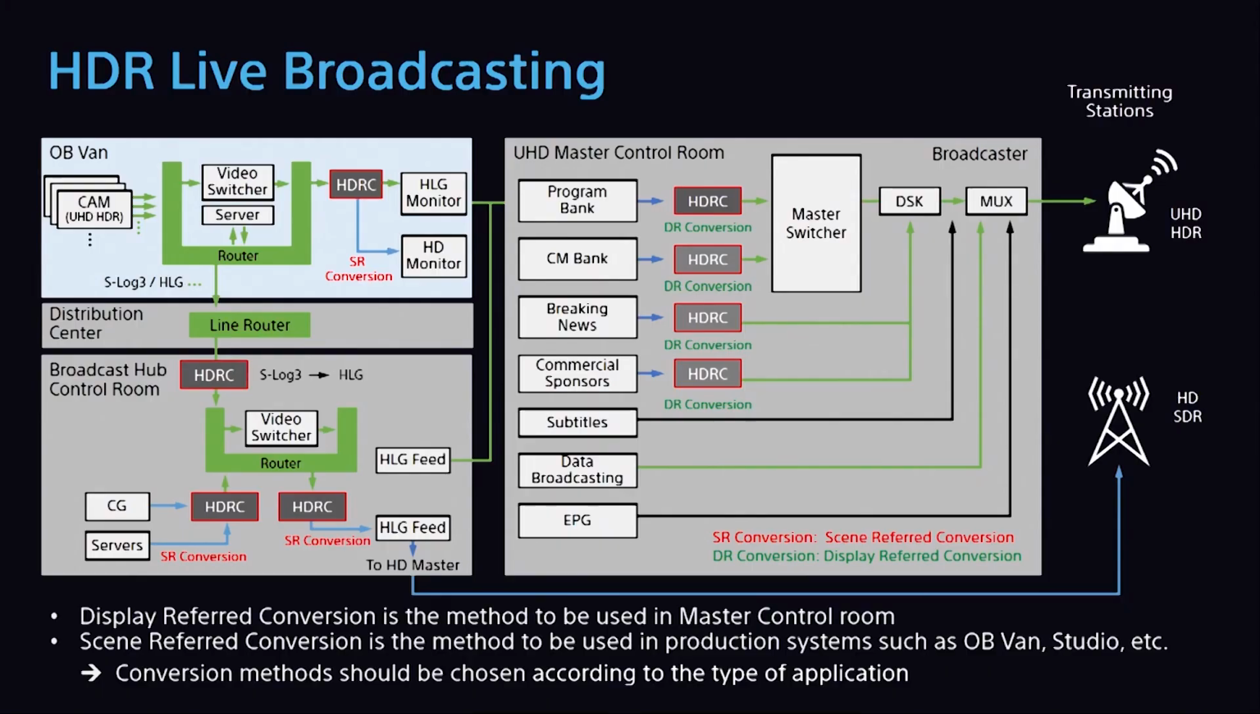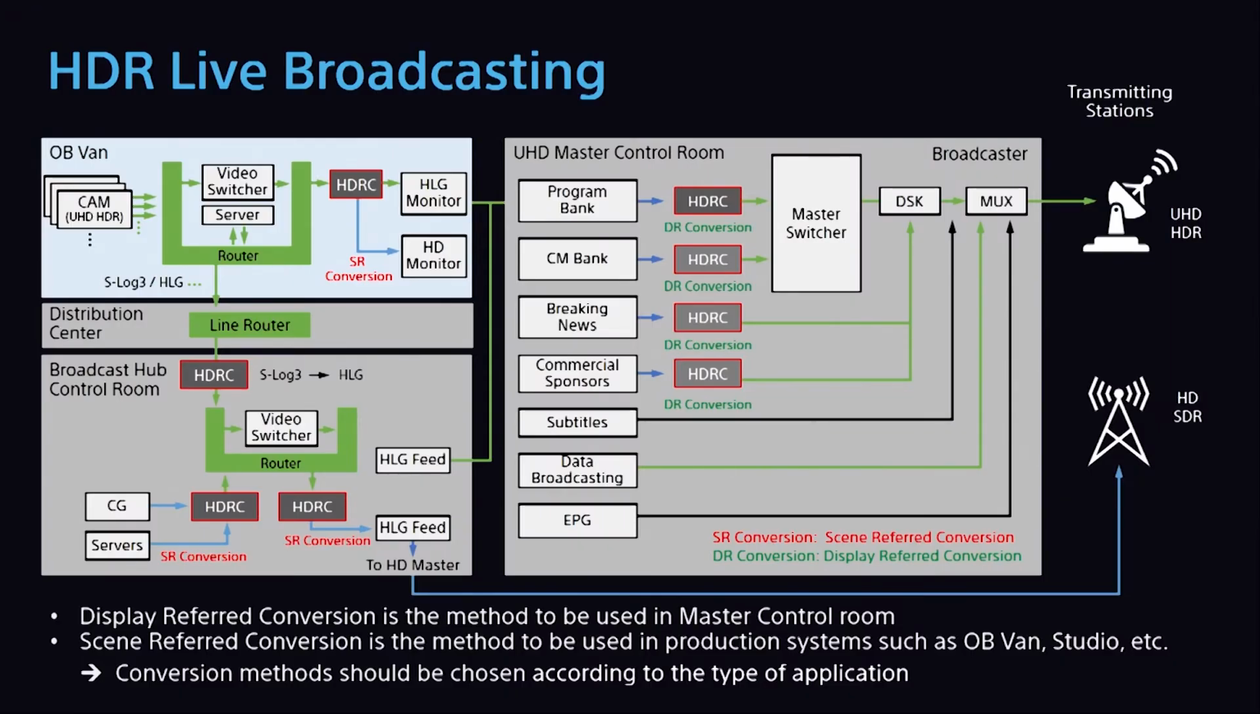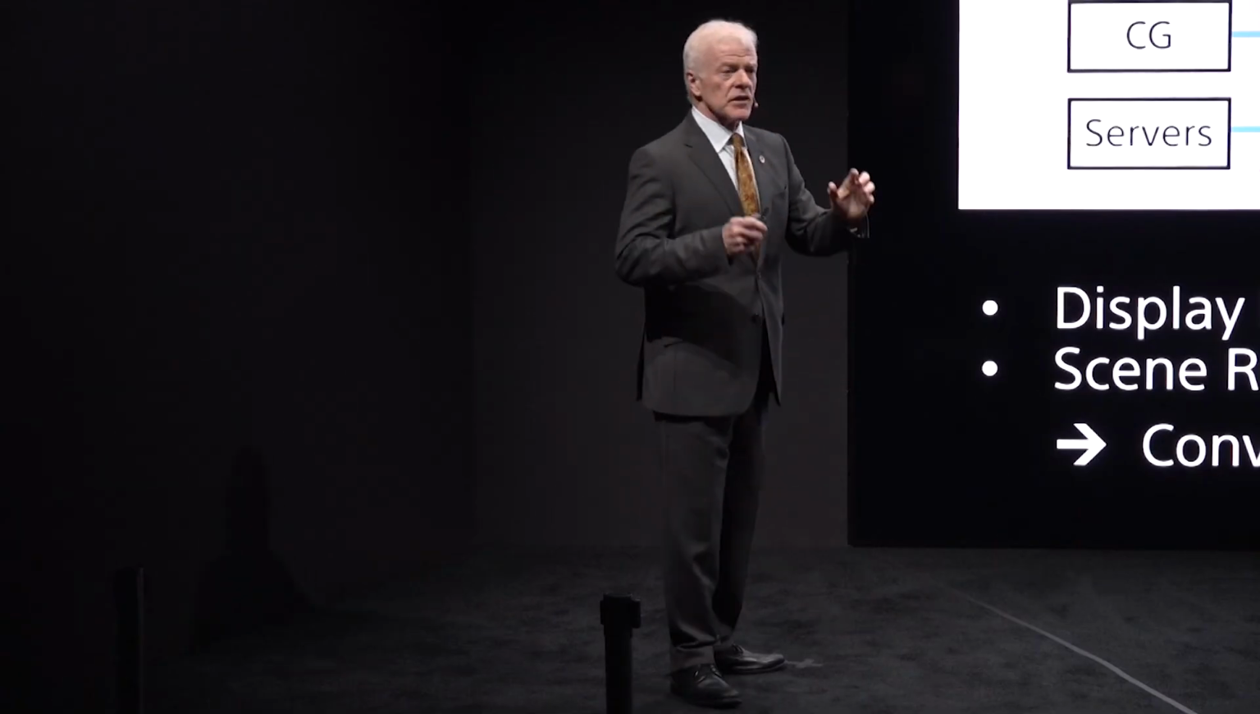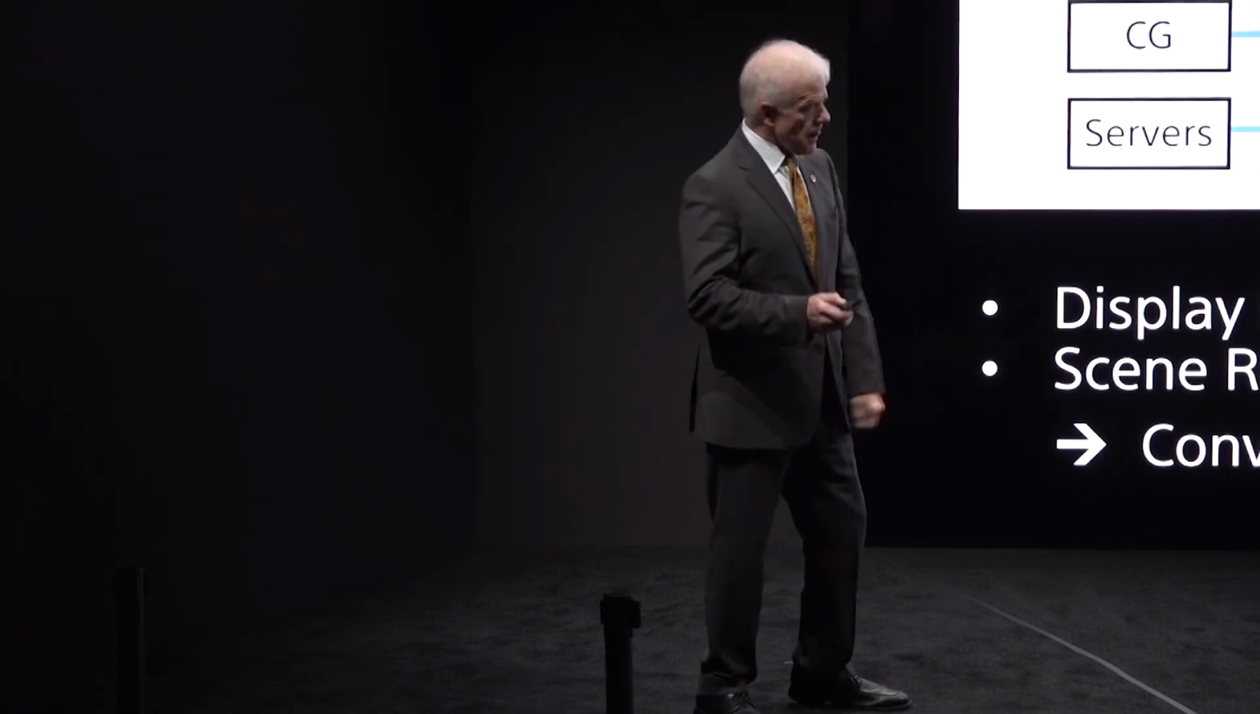Then these are documents available as guidelines for television services. If you are in the truck, if you are in your broadcast center, you are in the master control of your broadcasting center, you have to respect certain conversion guidelines. If you have legacy material, you use display refer conversion. If you have live production, you use scene refer conversion. Very important to obey these guidelines.